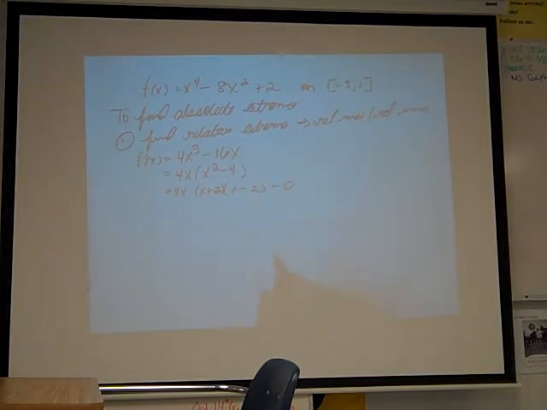I set my derivative equal to 0. That means x equals 0, x equals negative 2, or x equals positive 2. Took the derivative, I set it equal to 0. I found my critical points. At all three of these points, the first derivative will be equal to 0.